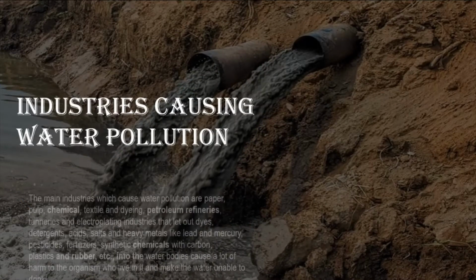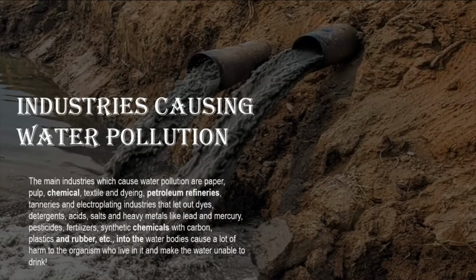Industries causing water pollution. The main industries which cause water pollution are paper, pulp, chemical, textile and dyeing, petroleum refineries, tanneries and electroplating industries that let out dyes, detergent, acids, salts and heavy metals like lead and mercury, pesticides, fertilizers, synthetic chemicals with carbon, plastics, rubber, etc. into the water bodies cause a lot of harm to the organisms who live in it and make the water unable to drink.